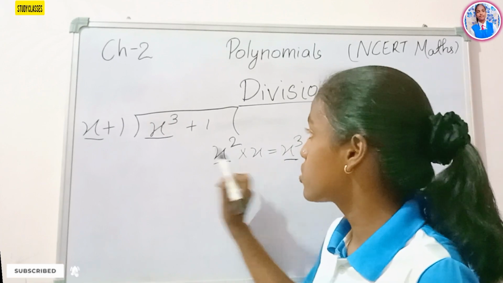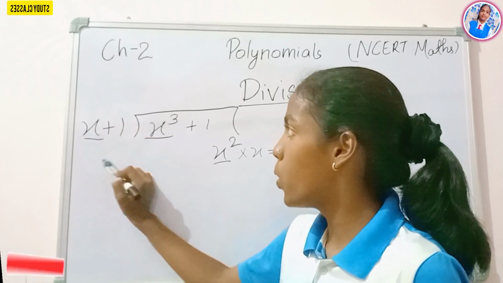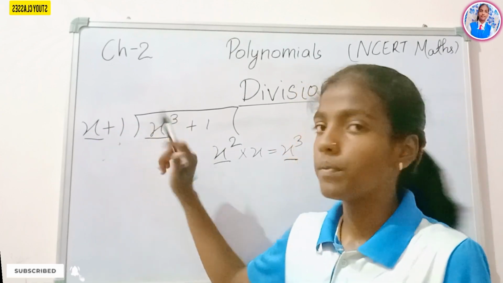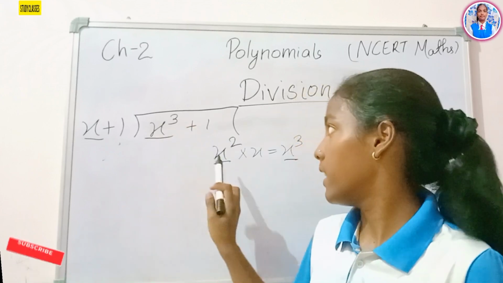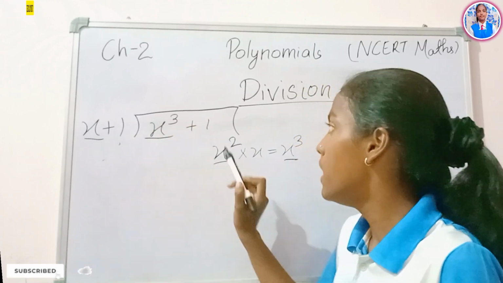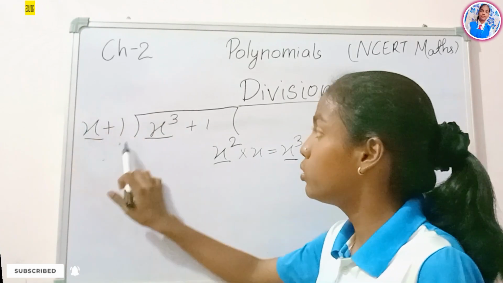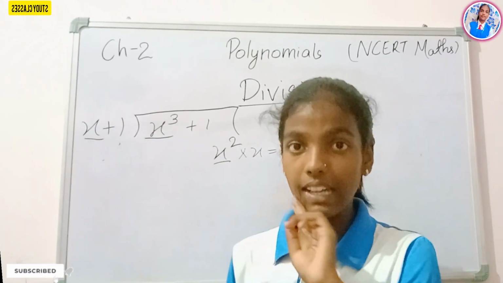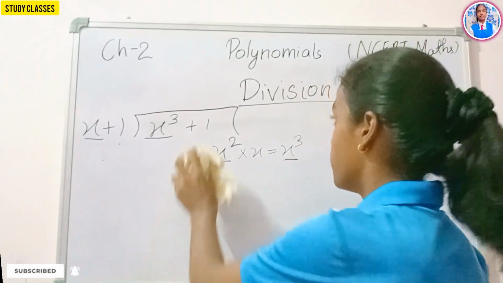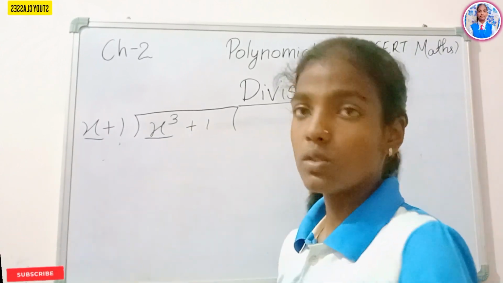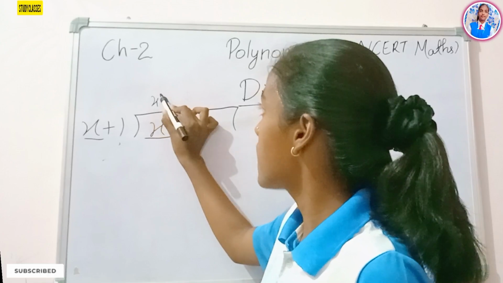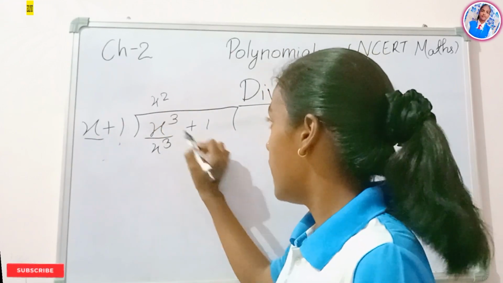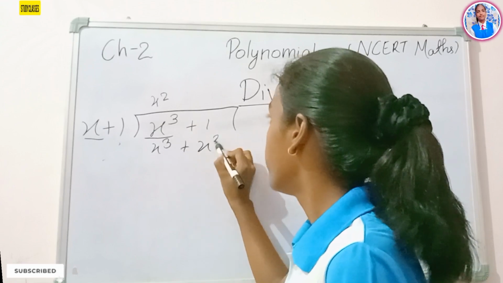So this x square will be multiplied to this whole x plus 1. If we multiply x square by x, we will get x cube, and x square into 1 we will get x square. So let's write. Here I am writing x square into x is equal to x cube, and plus x square.